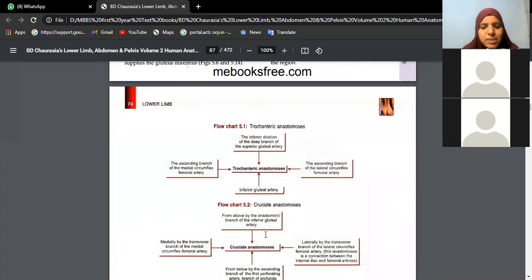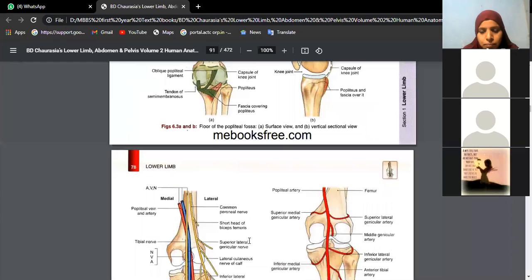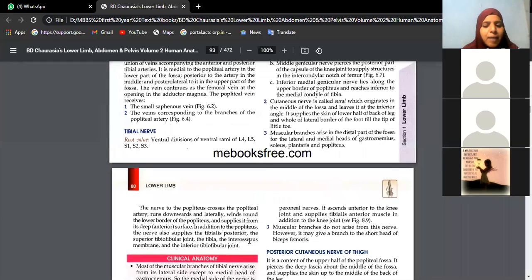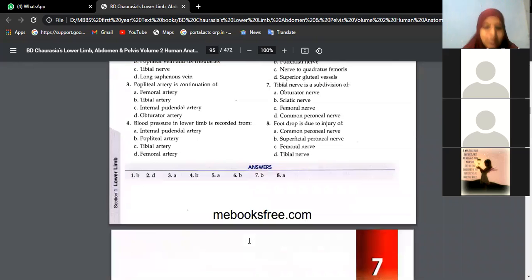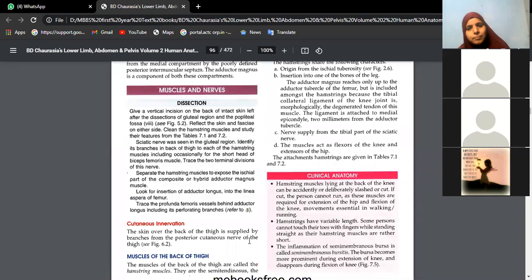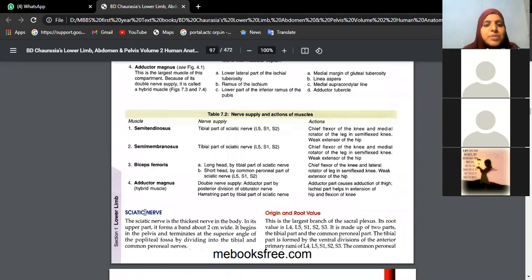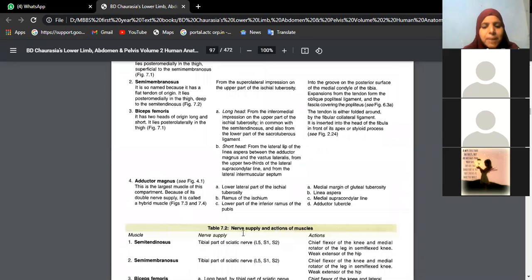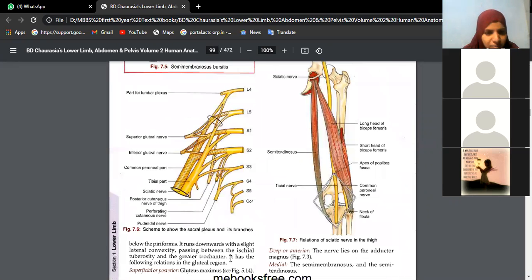Ritika, hamstring muscles. Name them. Adductor magnus. Very good. Can you tell the specific name? Hamstring part of adductor magnus. Now the essay question is sciatic nerve.